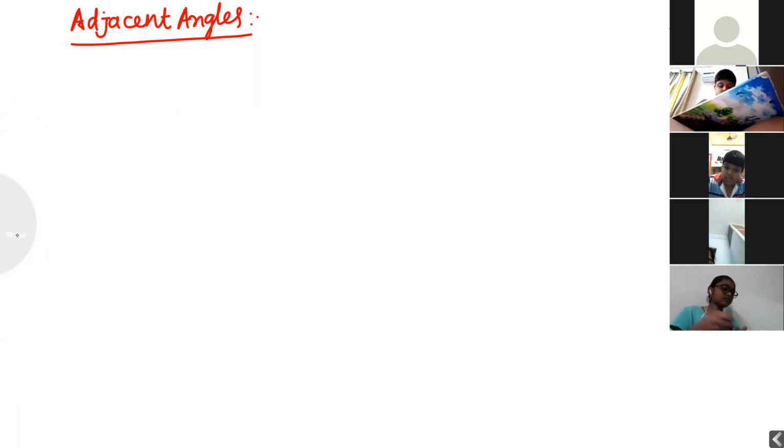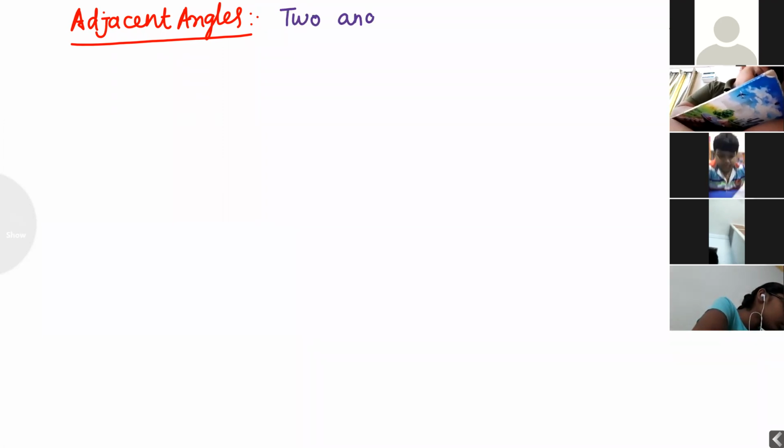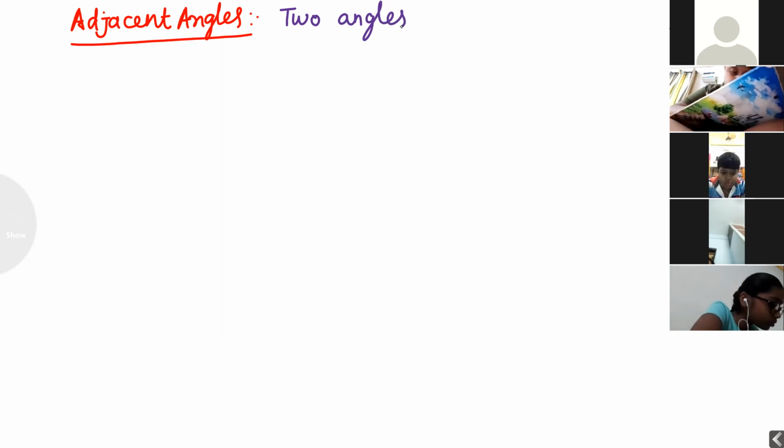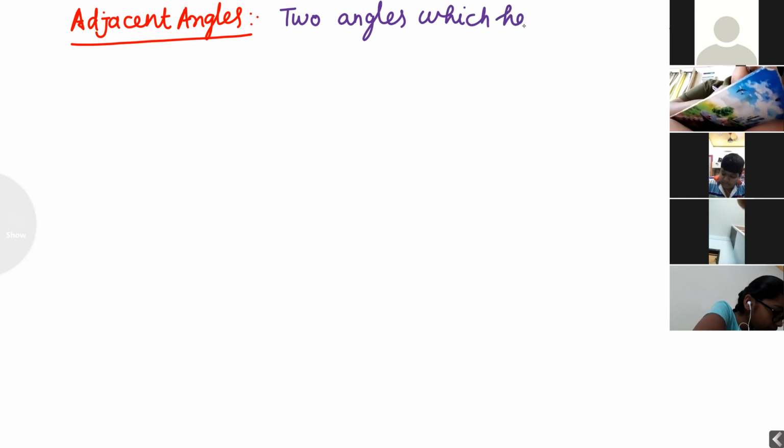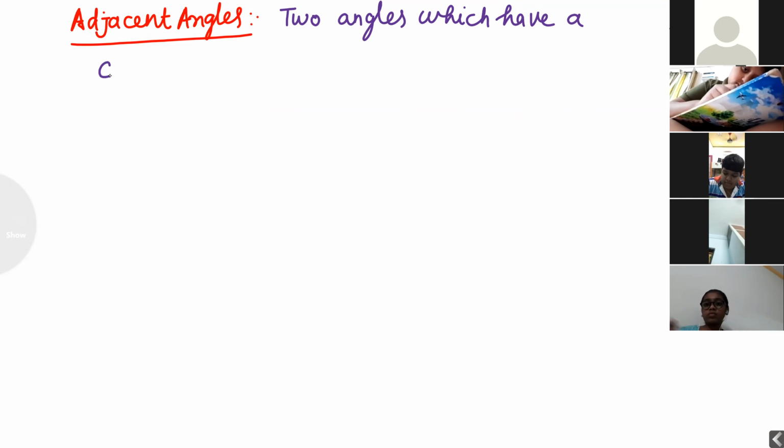Two angles which have a common arm. What is the meaning of arm? Arm is nothing but a side.